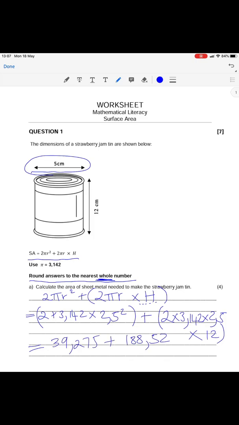And if you work all of that out, you will get 39,275 for the first part of your sum, and you will get 188.52 for the second part of your sum. And if we add those all up together, we're going to get a total surface area of 227,795. Very importantly, you must round that up to the nearest whole number, which is going to be 228. And don't forget your units, square centimeters or centimeters squared.